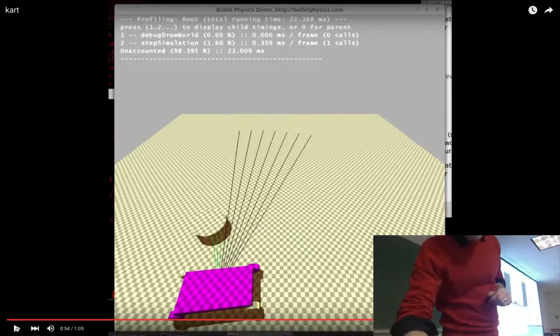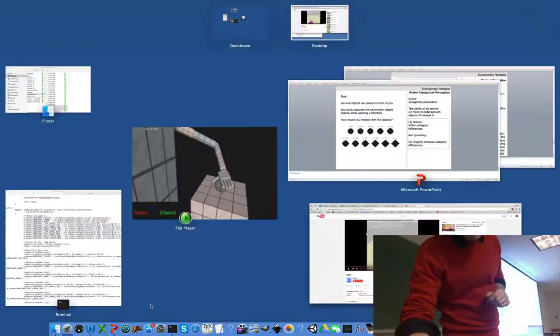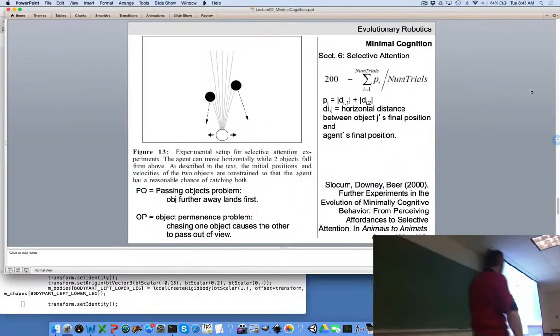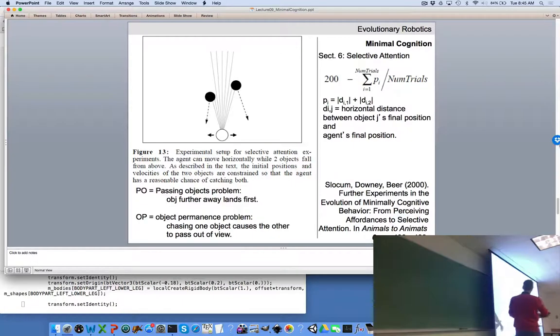Okay, so let's have a look at this task in a little more detail now. So going back to the reading for this lecture, the fourth and final building block here, they did not do this in a physics engine. They did this in this much simpler two-dimensional simulator here, but basically the same task. So same thing we've seen before.